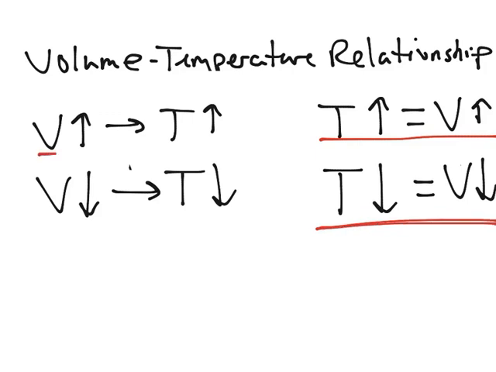Now, on the other hand, if the volume were to increase and everything else is constant, that means the temperature must have increased. And the same in the other direction. If the volume decreases, the temperature must decrease. These are directly proportional to one another.